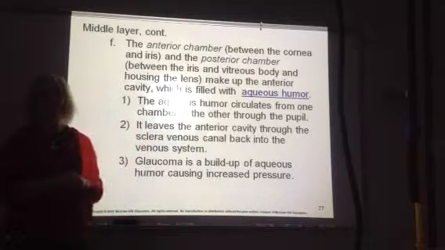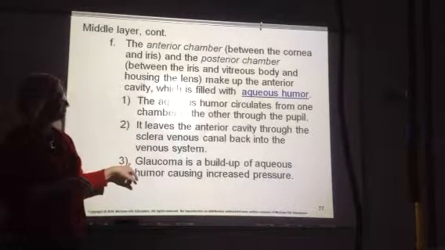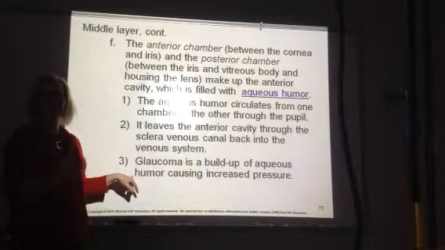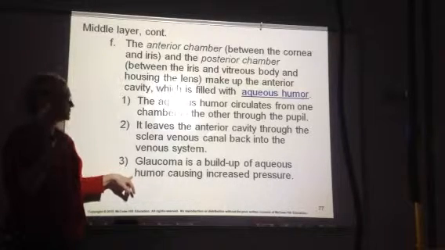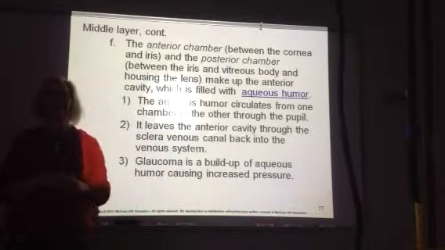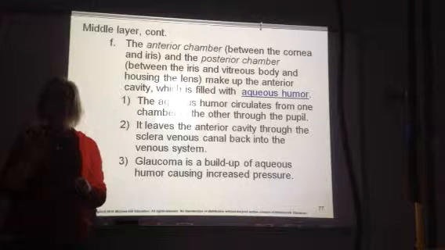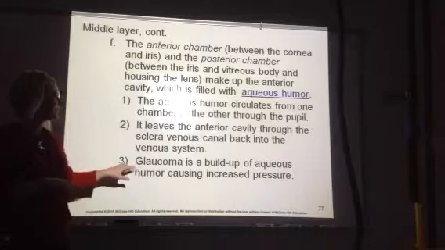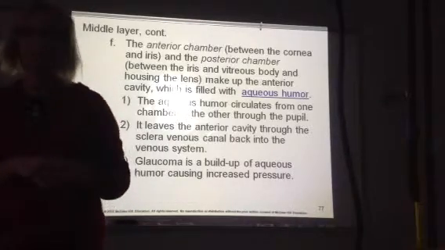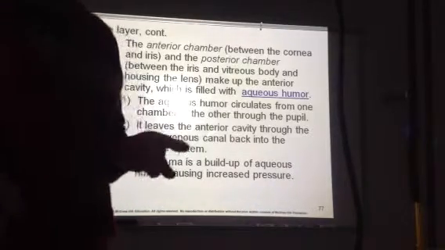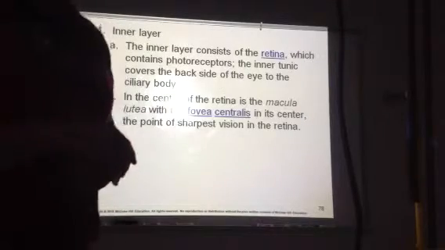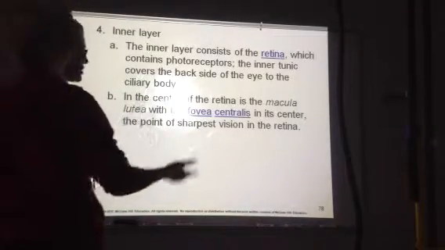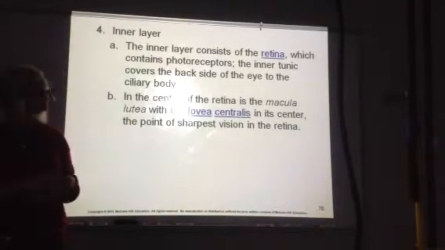If you've heard of glaucoma, glaucoma is a buildup of aqueous humor, and it actually causes an increased pressure in your eye. If you go to the eye doctor, typically there's a little machine that will puff air into your eye, and that tests your eye pressure, and too much pressure can cause glaucoma, which if it is severe can actually lead to blindness.